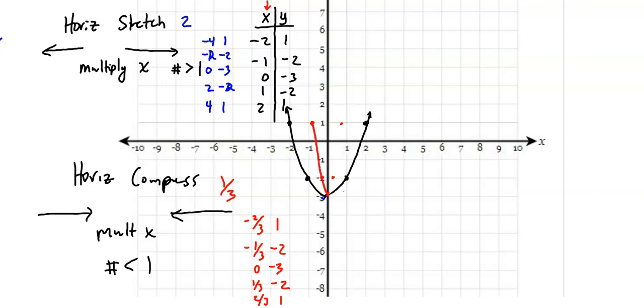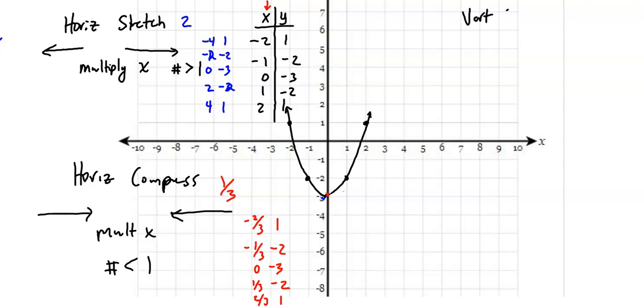So this is now what my shape looks like. I have horizontally smashed it in. Notice the vertex didn't move. The vertex stayed the same in both scenarios. So when you're messing with things horizontally, it's just a simple smash from left to right. Now, go over here to the vertical.